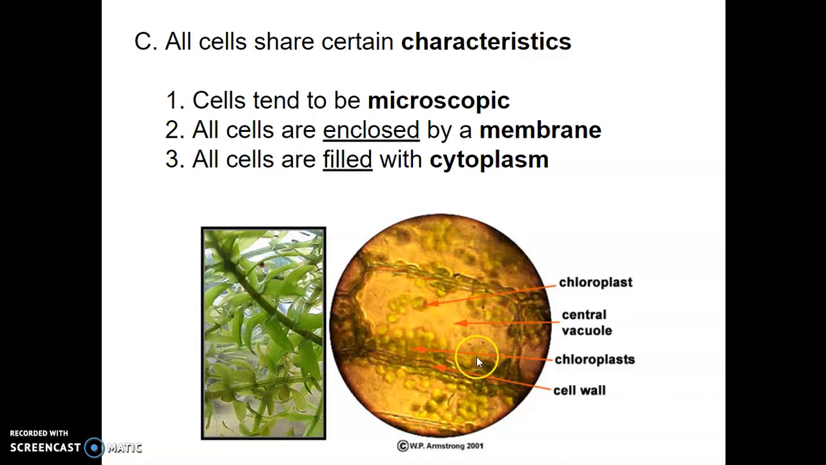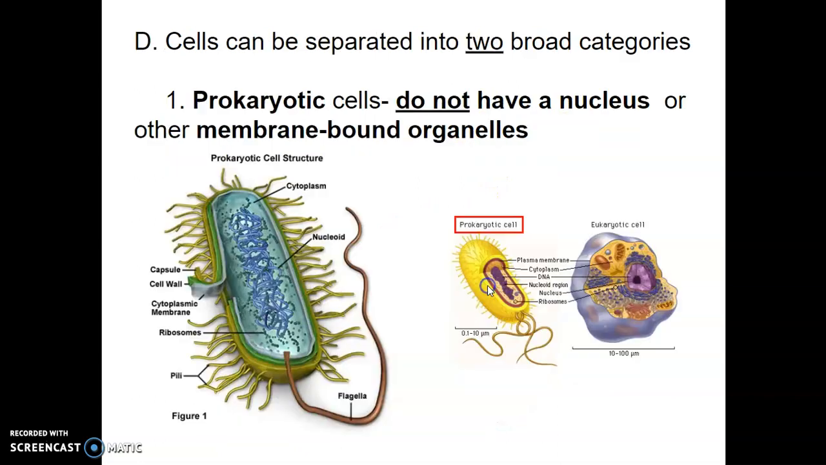And all cells are filled with cytoplasm. I like to think of cytoplasm as jelly. It's like a jelly-type substance where things float around in it. Think about jelly. It's not really a solid, but it's not really a liquid, right? It's kind of a gel form. That's what cytoplasm is like. It's not a fluid, liquid-type thing, but it's also not a solid. Things can move around in it. So those are three things most cells share in common.